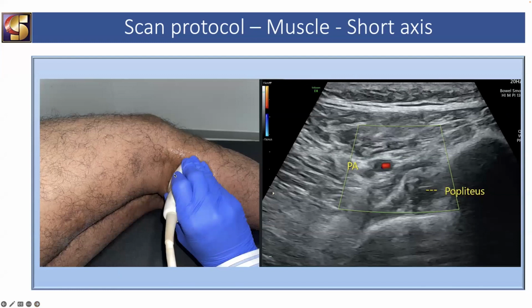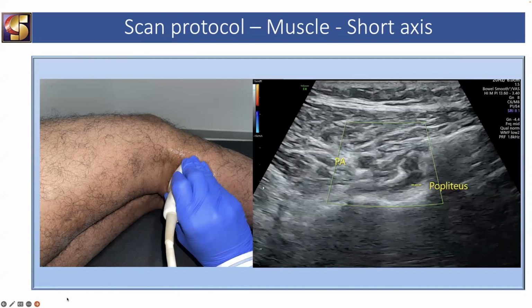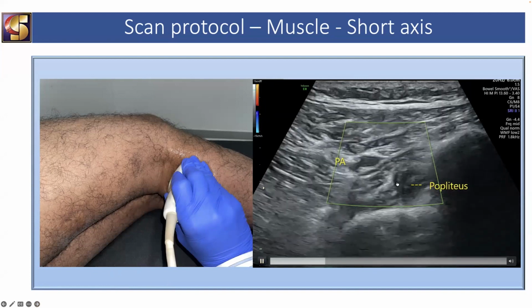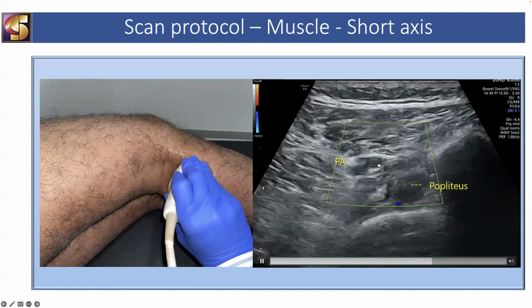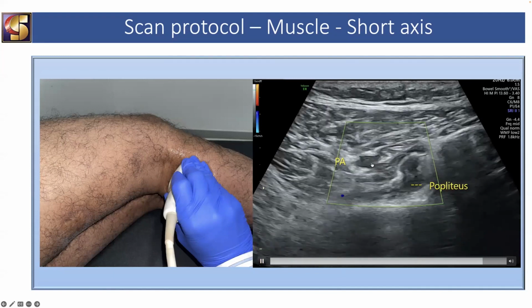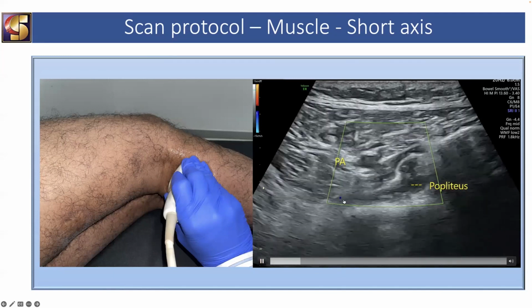Coming to the short axis evaluation of the muscle belly of the popliteus, you have to just hold the transducer in short axis just inferior to the popliteal fossa. Here we can see this popliteus muscle belly just adjacent to the popliteal artery. So in this video, we can see the central aponeurosis of the popliteus belly and the popliteal artery as a soft tissue landmark for evaluating the popliteus belly.